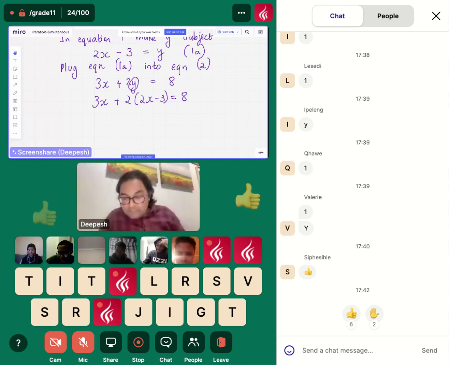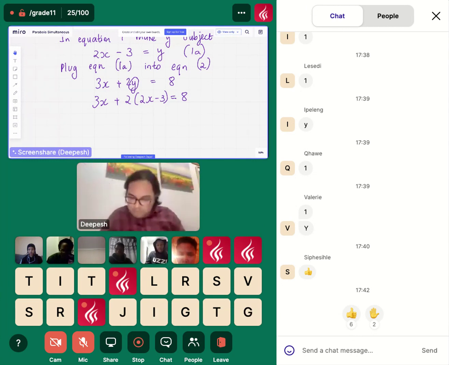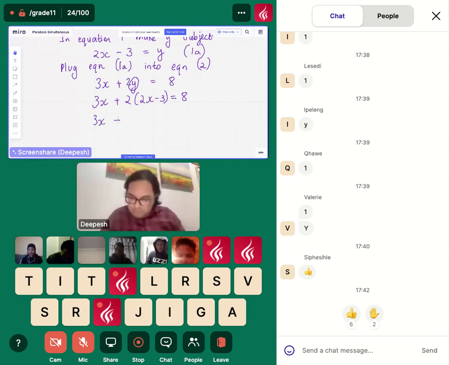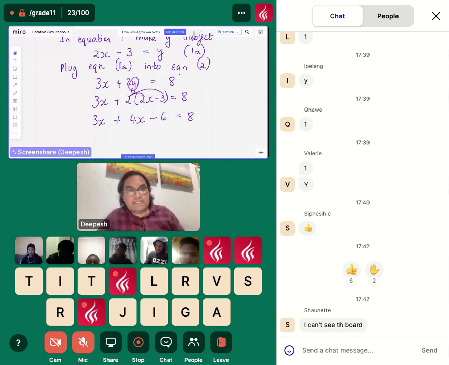Now we can solve. And what are we solving for? We're solving for x now, right? Because we don't have y's anymore. So 3x plus 4x minus 6 equals 8. And we're multiplying this in. Remember, that's where we got the 4x minus 6. Okay. 3x plus 4x, it's 7x equals 8 plus 6.